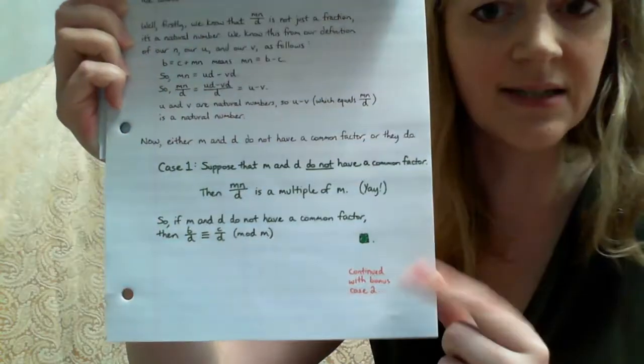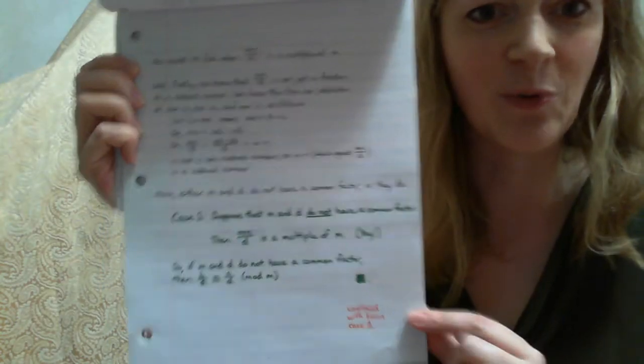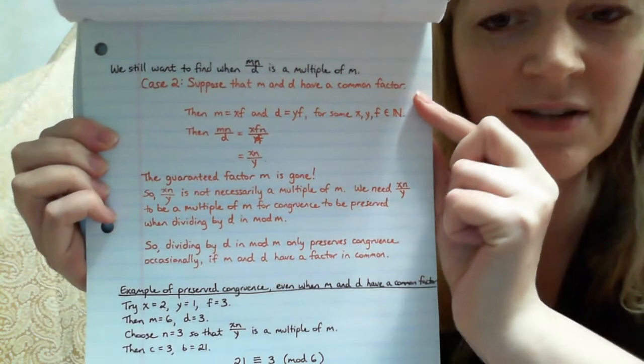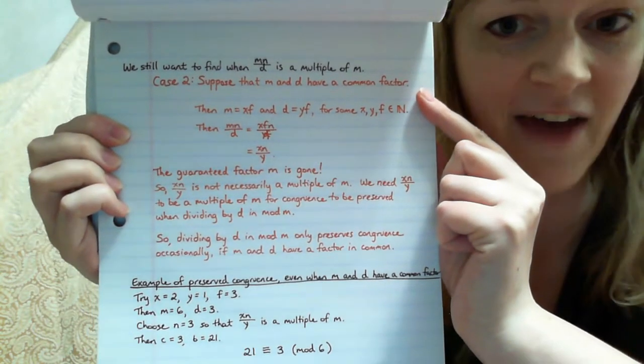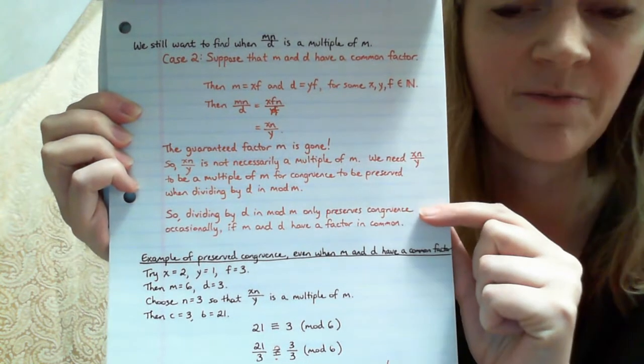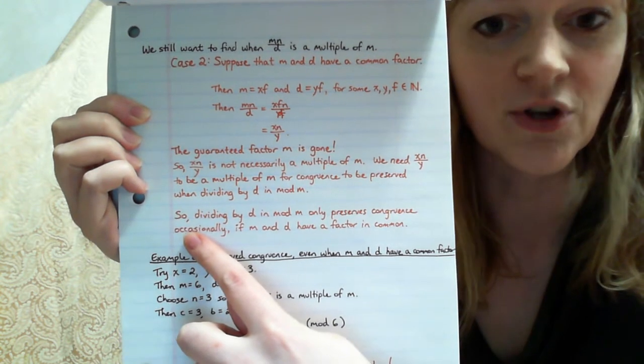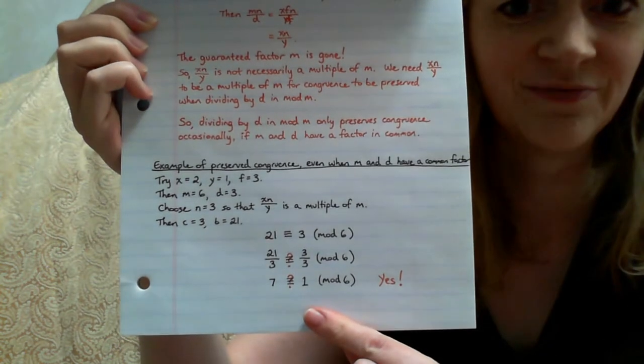So, as a bonus, let's look at case number 2. Here we go. Suppose that m and d have a common factor. Well, surprisingly, it does turn out that occasionally congruence is still preserved when you divide both sides by d. And here is an example of that. So it's not guaranteed if there is a common factor, but it is guaranteed if there is no common factor.